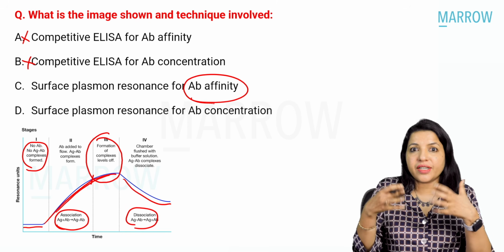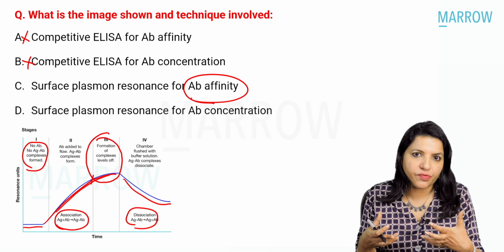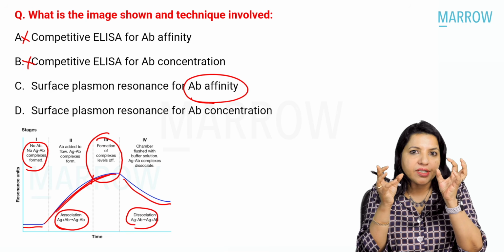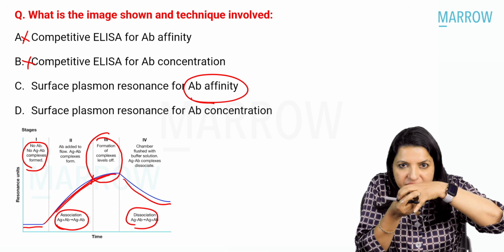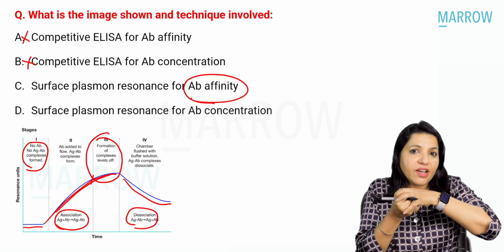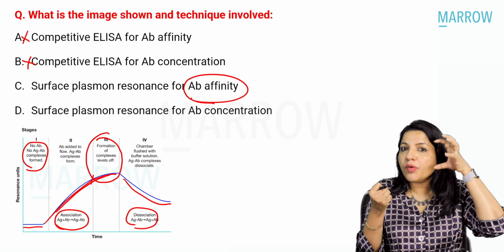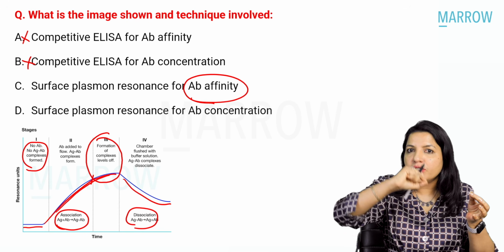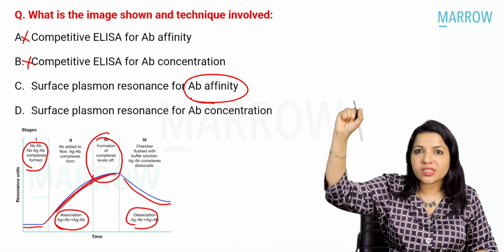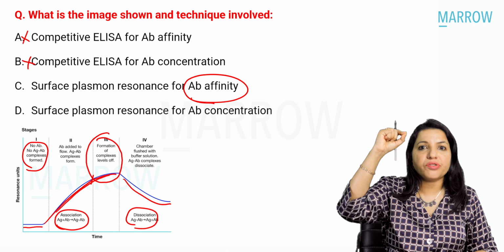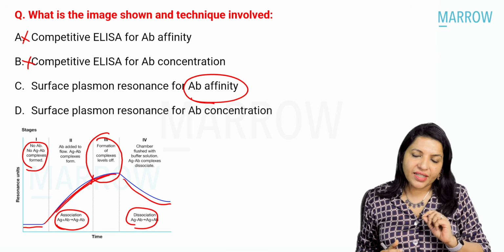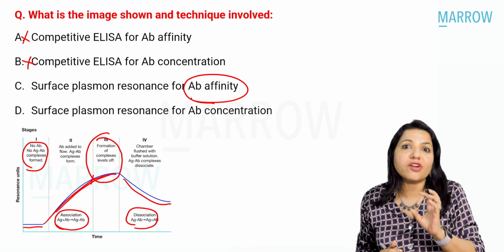If we are making monoclonal antibodies, and we want to know whether this monoclonal antibody has affinity towards the antigen that we are looking for, then we have to check its affinity status. If we want to check the affinity status, we'll do this real-time surface plasmon resonance, and we'll check for the surface plasmon resonance angle, and there is a detector to detect that. Do you understand that? So it is not for antibody concentration.